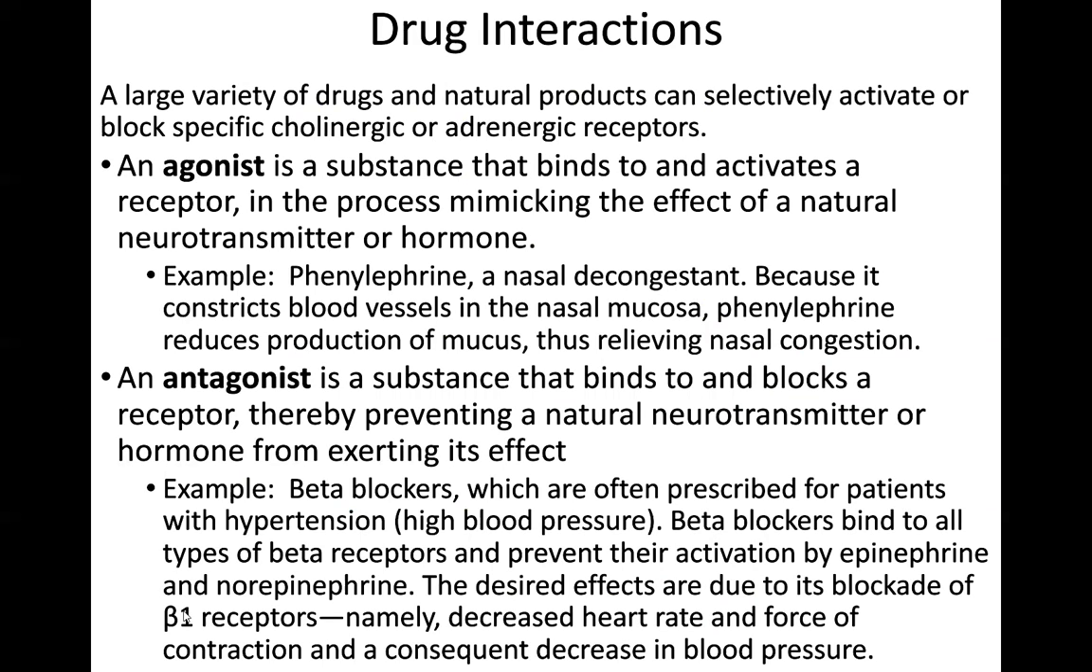And that's going to prevent the action of epi and norepi, which, as we just learned, epi-norepi binding to beta 1 receptors increases heart rate and force of contraction. So if you can't bind epi-norepi to those beta 1 receptors, it reduces heart rate and force of contraction, and both of those are going to result in a subsequent decrease in blood pressure. So if you've ever heard beta blockers before, now you know what they actually do.